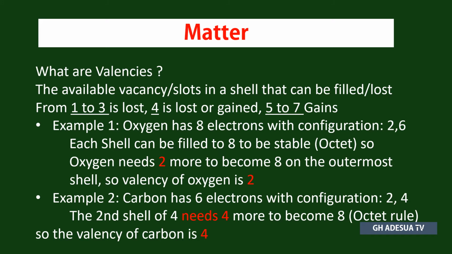Now the second example, carbon has 6 electrons. Carbon has 6 electrons. And having 6 electrons, like I explained, is 2, 4. So it will need 4 more to obey the octet rule, making it 8 on the outermost shell. Now, once it wants to obey the octet rule, the number of electrons that will be taking place there is what will give you your valency. So that's how valency is determined.